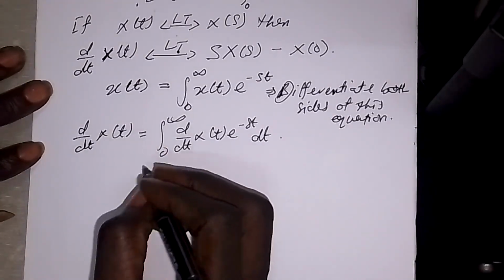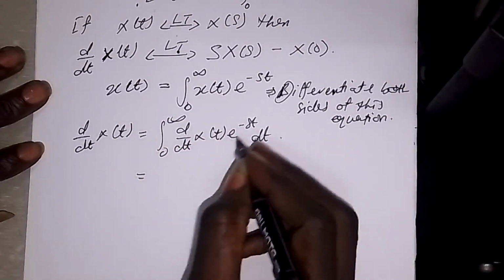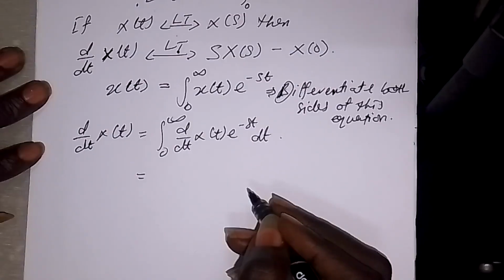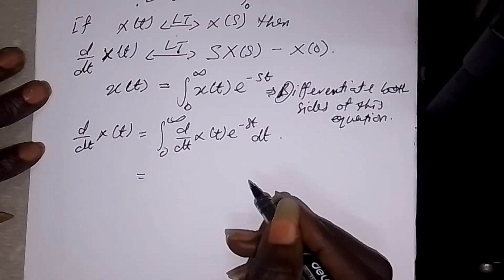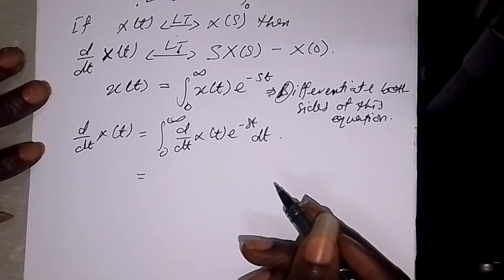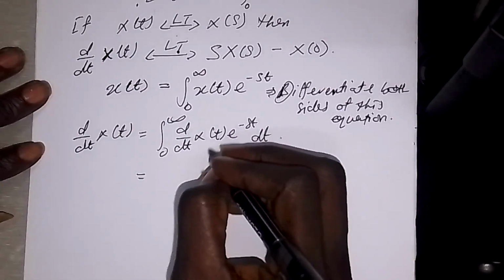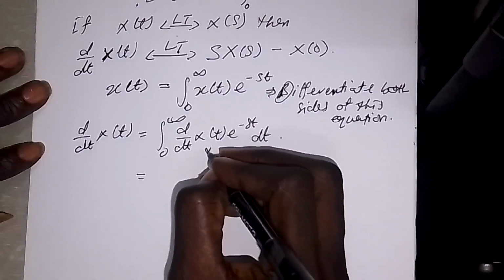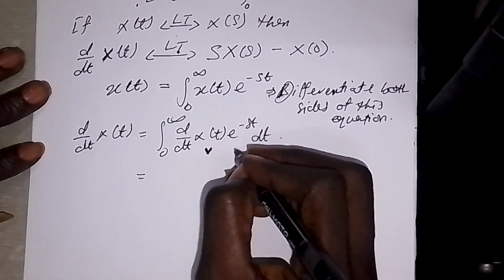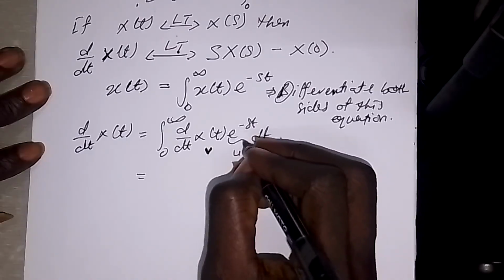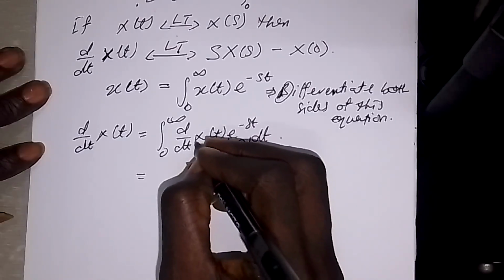If I differentiate this one, what you can do is just use the UV rule. In the UV rule, you take this as V, and you take this as U. This is U.